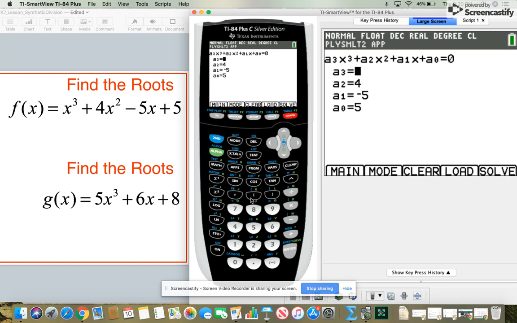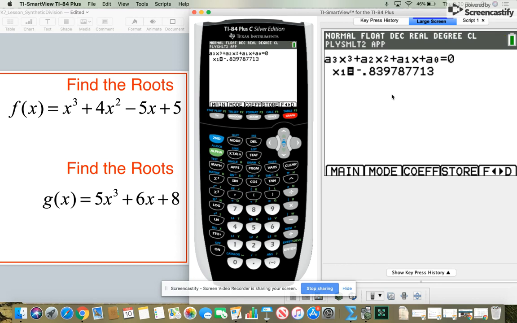My coefficient that's paired with x cubed is 5. Here's what we have to remember. See how this is a2, it's a2 x squared. My coefficient that's paired with x squared over here, there is no x squared, so it's really important that we plug in 0. My linear coefficient is 6, and my constant is 8. So I'm going to click solve, which is located above the graph button.